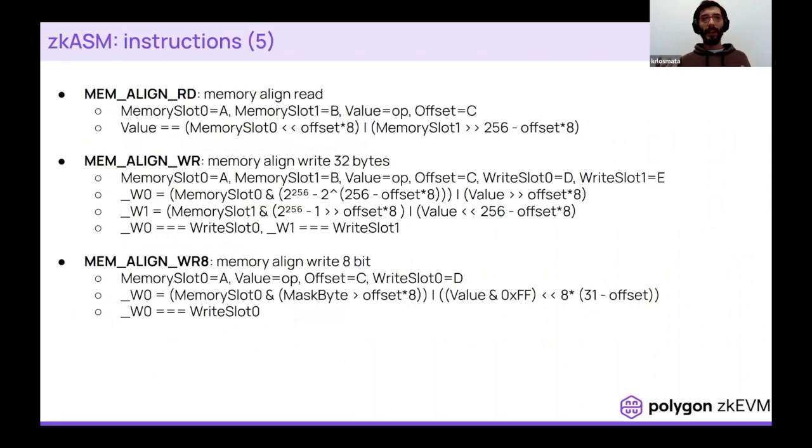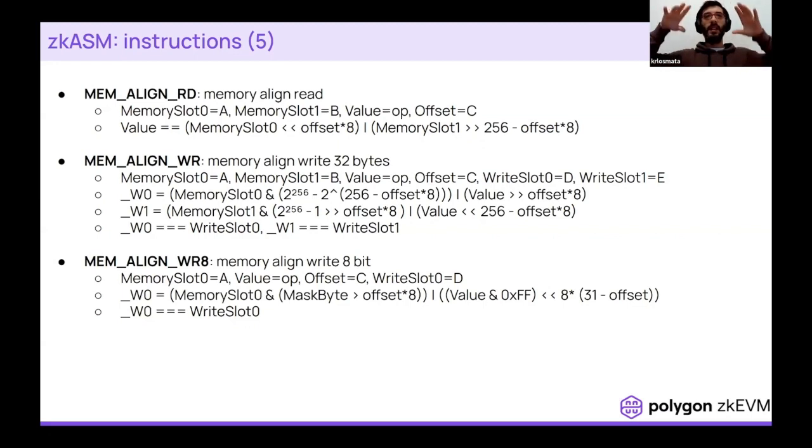And the last instructions, as I mentioned when I explained the memory differences, are the mem-align instructions. The mem-align instructions activate the mem-align state machine, and they are made in a way that is very similar to Ethereum. So we have a memory aligned read, memory aligned write, and memory aligned write 8, in order to be similar to Ethereum, since they have almost exactly the same opcodes, I would say.